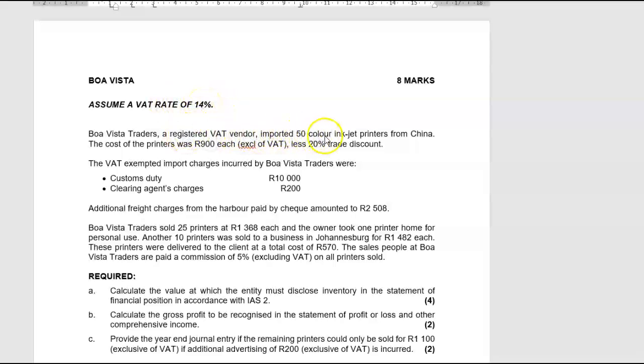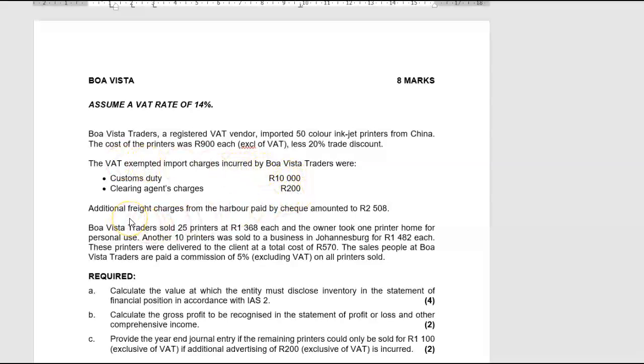They imported 50 color inkjet printers from China. The cost price of the printer was 900 Rand each, exclusive of VAT, and then we still have to deduct a 20% trade discount from that amount. The VAT-exempted import charges incurred by Boa Vista were customs duty of 10,000 and clearing agent charges of 200. They tell us here VAT-exempt, so no VAT on those two amounts.